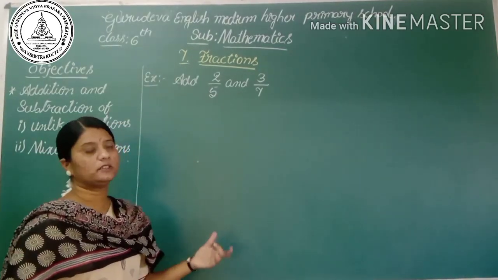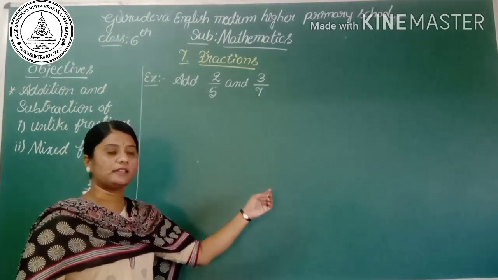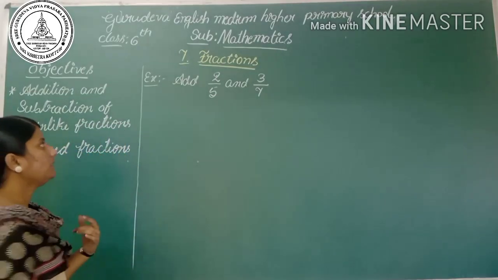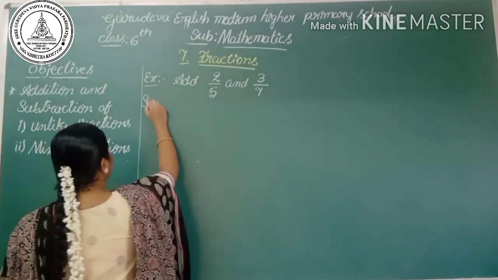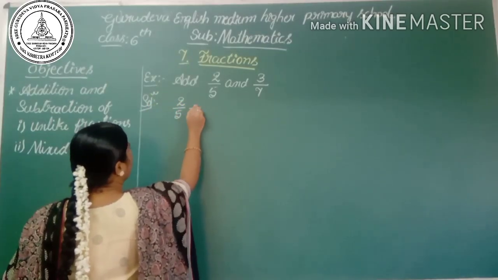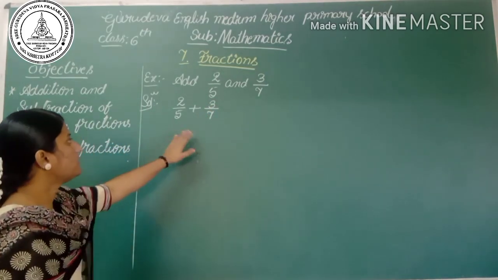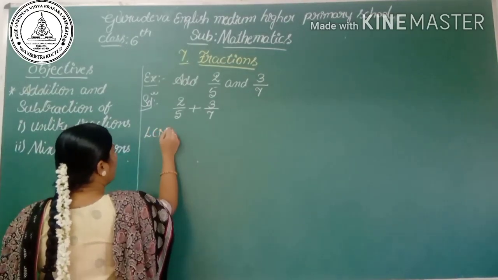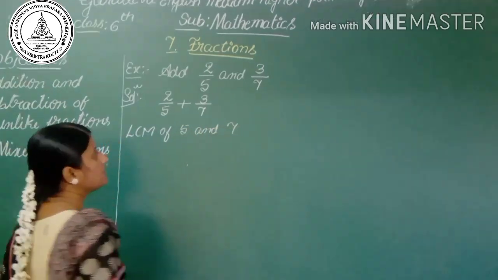So when adding two unlike fractions, we have to convert them into like fractions by taking the LCM of the denominators. First write the given fractions using the addition symbol. Solution: 2 by 5 plus 3 by 7. These two are unlike fractions. Take the LCM of 5 and 7.